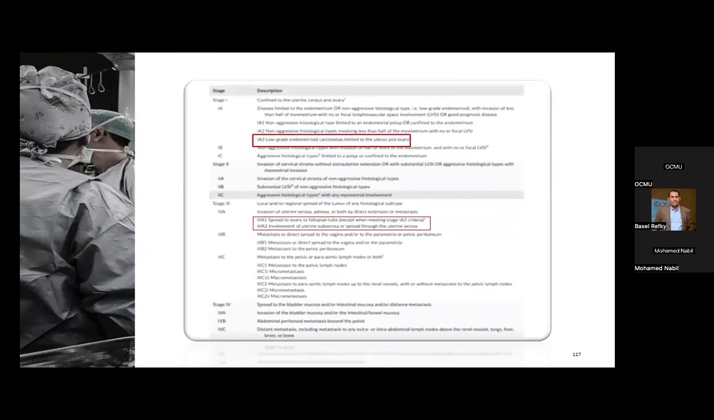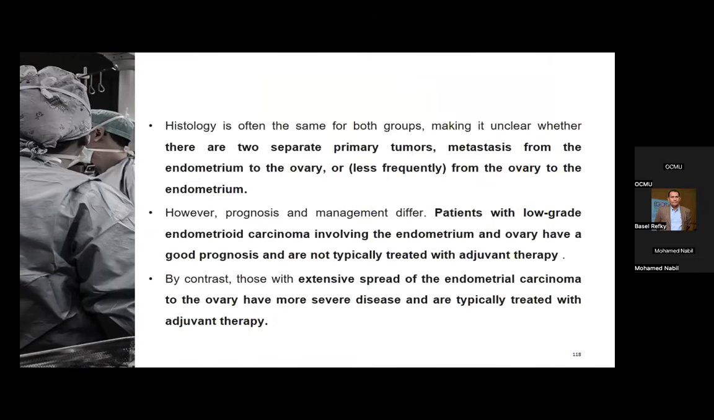The ovarian tumor is unilateral, limited to the ovary, without capsule invasion or rupture. So in these cases, even if they have an ovarian involvement, they will be stage 1A3. In the previous FIGO staging, it would be stage 3. And if they have an extensive or high-grade metastasis to the ovary, they will be stage 3A. So this is a big difference.